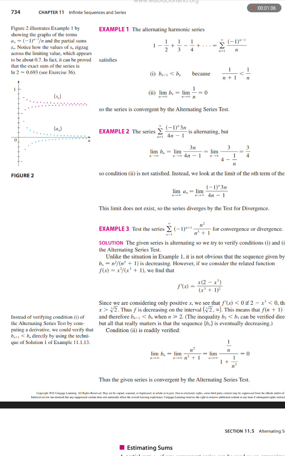Figure 2 in the sidebar illustrates example 1 by showing the graphs of the terms a sub n equals (-1)^(n-1) over n and the partial sums s sub n. Notice how the values of s sub n zigzag across the limiting value, which appears to be about 0.7. In fact, it can be proved that the exact sum of the series is the natural log of 2, which is approximately 0.693. See exercise 36.